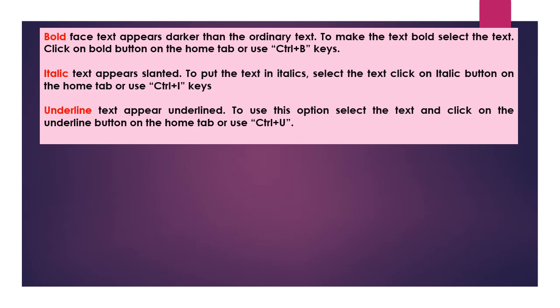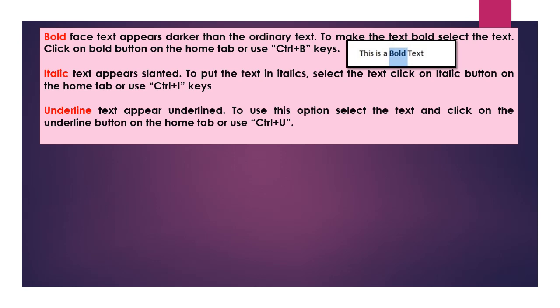Now what is bold, italic and underline option? Let's see. Boldface text appears darker than the ordinary text. To make the text bold, select the text, click on Bold button on the Home tab or use Ctrl+B keys. These keys are available on your keyboard. Please see the image. This is a bold text. Bold is written a little darker.